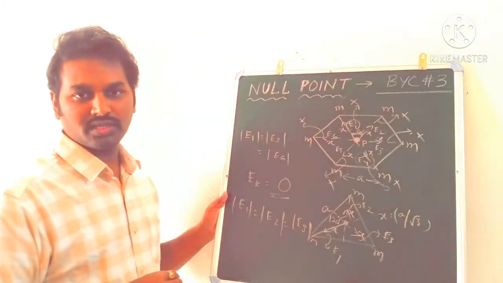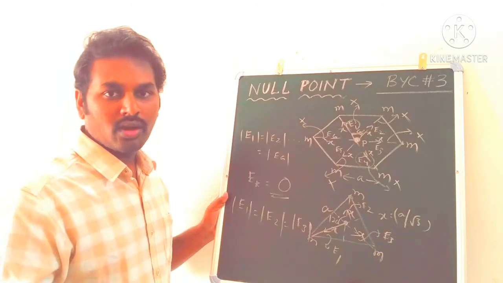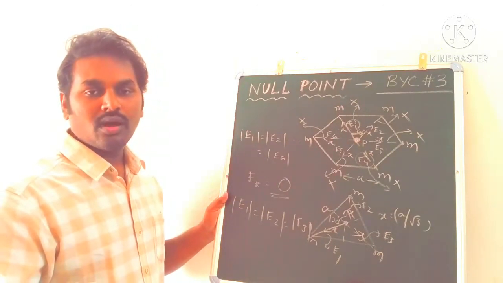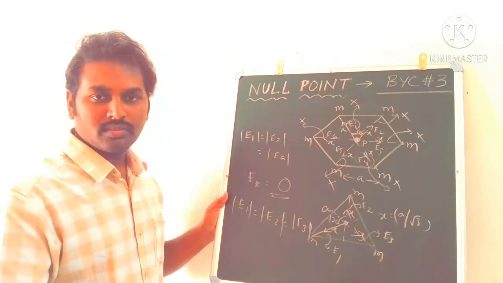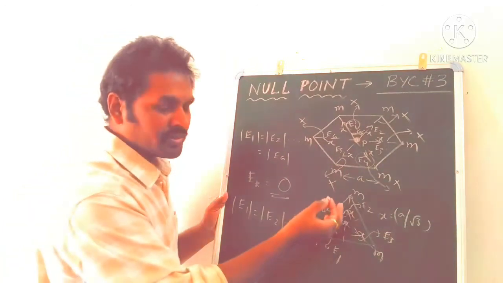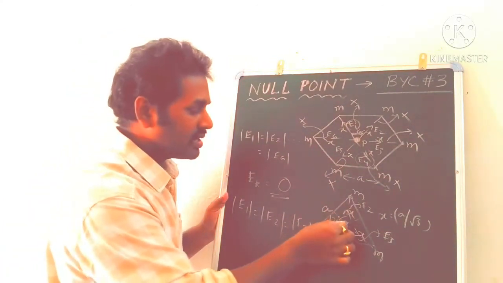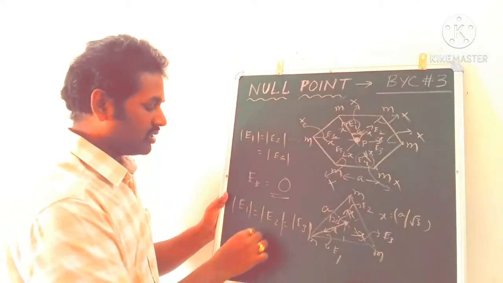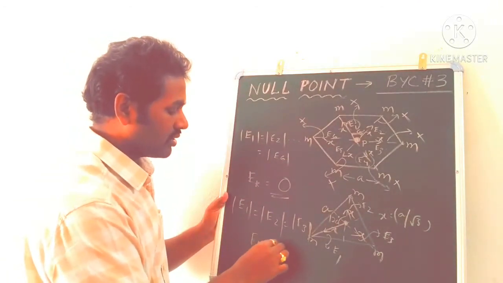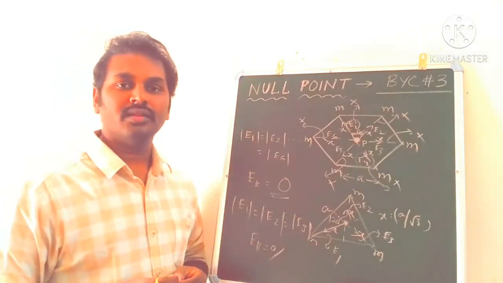120 degrees with each other. According to the triangle of vectors, or we can say Lami's theorem, by vector knowledge we can say the resultant gravitational field intensity at the centroid is how much? 0. E_R is equal to 0 at the centroid.